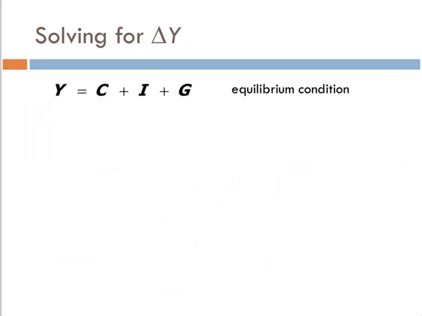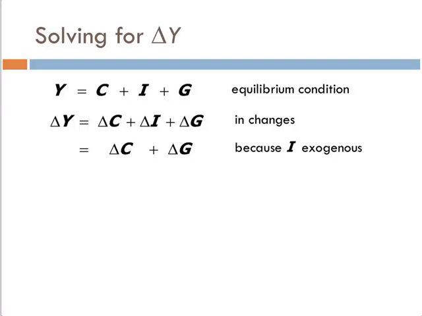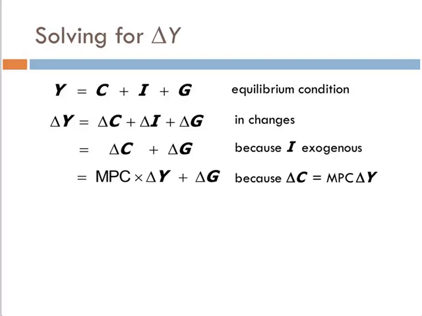So let's take a look at that. We want to solve for what this change in Y is going to be. So we start out with the equilibrium condition. We put everything into change form. Notice that I is exogenous, so it's not changing. And delta G is only changing because, well, that's the exogenous variable we changed. Notice that the change in C has to be the marginal propensity to consume times the change in Y. Well, that's a very close approximation to what it is. And so we get this right here.